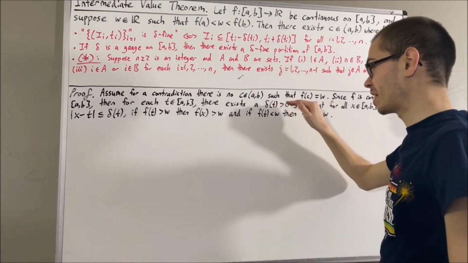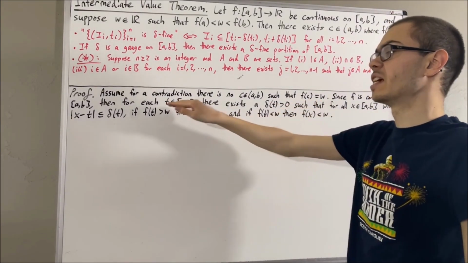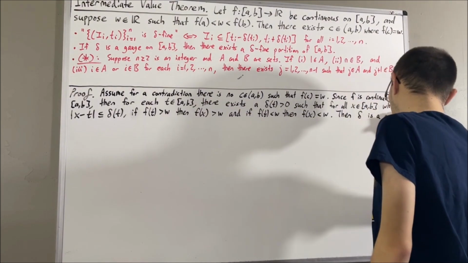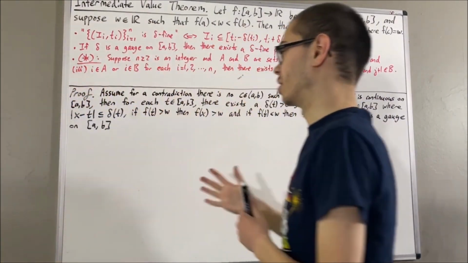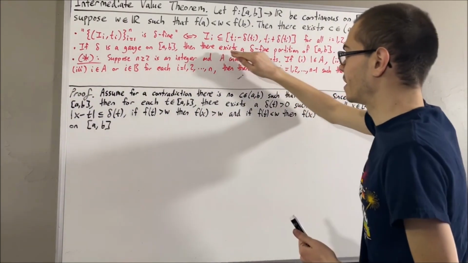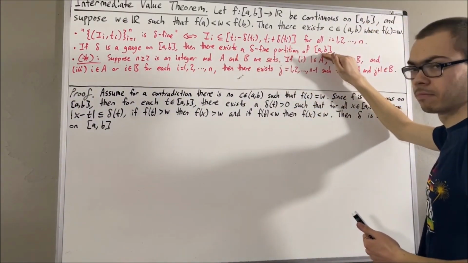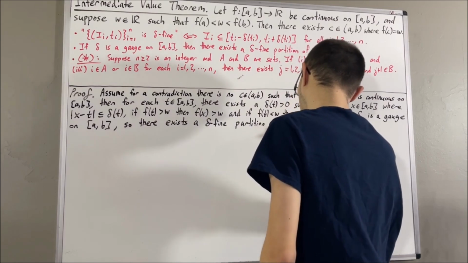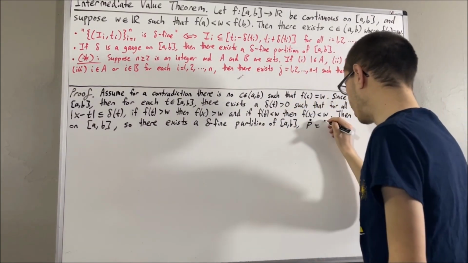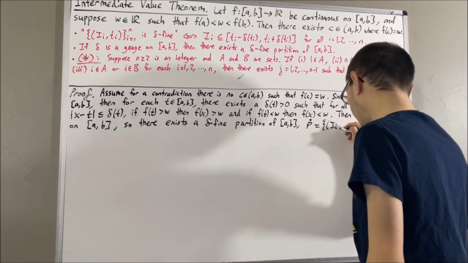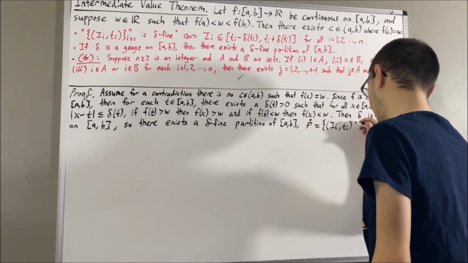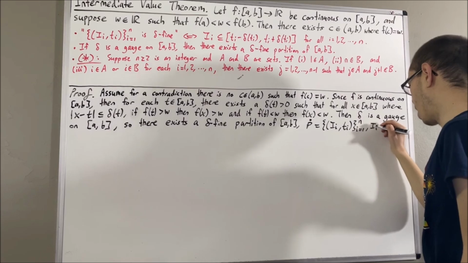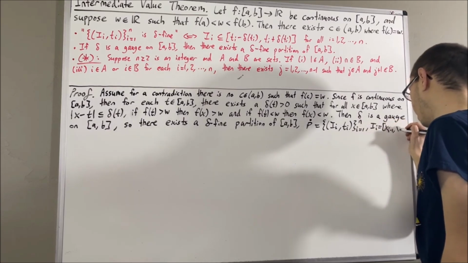So delta of t is a positive number defined for each element t in [a, b]. Therefore, delta is a gauge on [a, b]. And since delta is a gauge on [a, b], we know that there exists a delta-fine partition of [a, b]. I'll call that partition P. And we'll label the subintervals of the partition by I_i, and we'll label the tags by t_i, from i equals 1 to n. And we're going to write each subinterval I_i as [x_{i-1}, x_i].